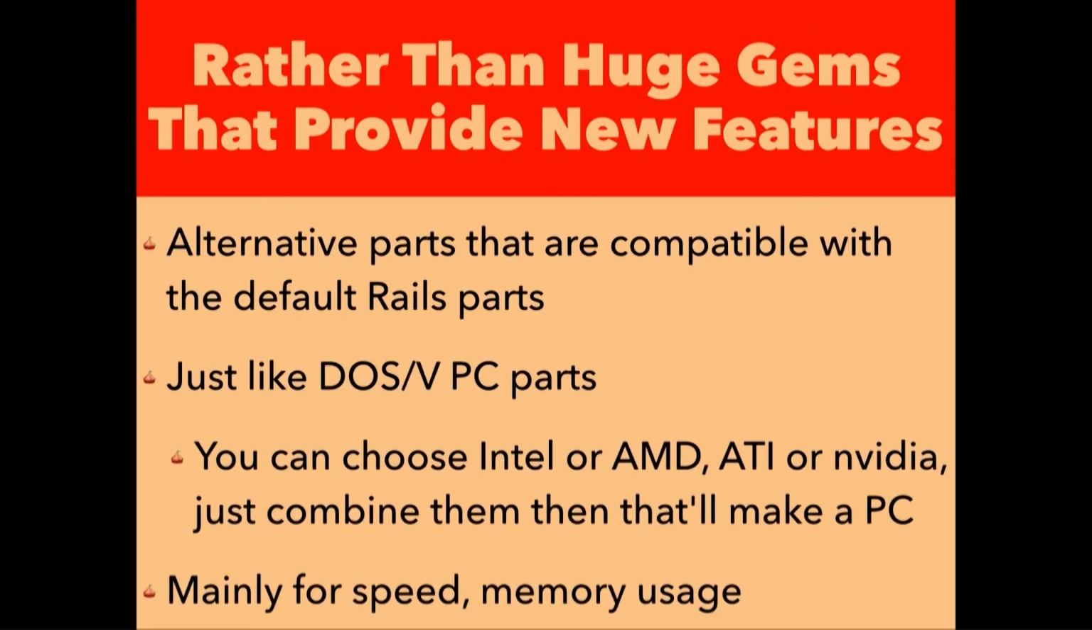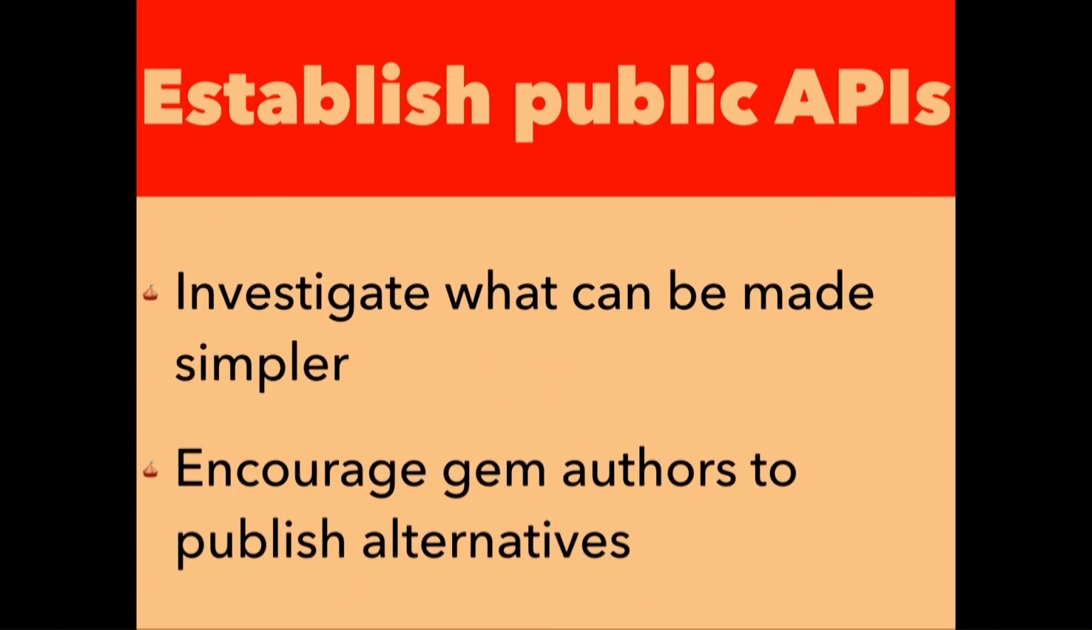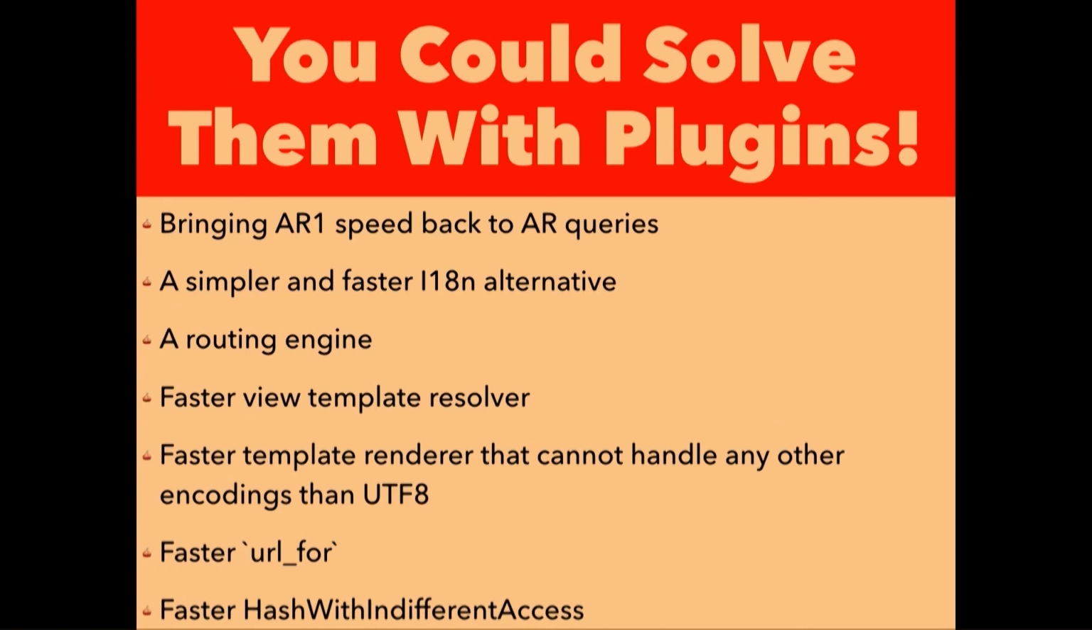So rather than creating huge gems for, like, an Active Record alternative or an Action View alternative, they could be nicer if we had small alternative parts, like just a faster blank. In order to enable this, we need to establish public APIs for each API and encourage the community to create alternatives. There are a few ideas. I'm going to skip these, but we can create a simpler I18N, or a simpler, faster routing engine, or template resolver, URL for, etc., etc.